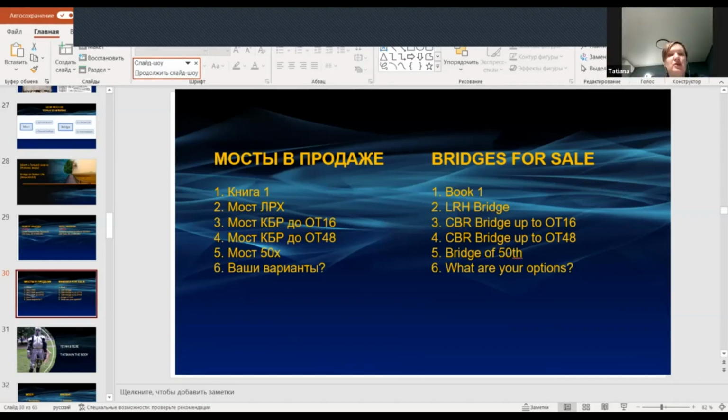Number five is the bridge to OT48. Number four. This is where one sorts out many, many games and improves. This is where the person improves the relationship with his or her body. A separate bridge is the bridge of the 50s, which is the developments Ron made in the 50s.